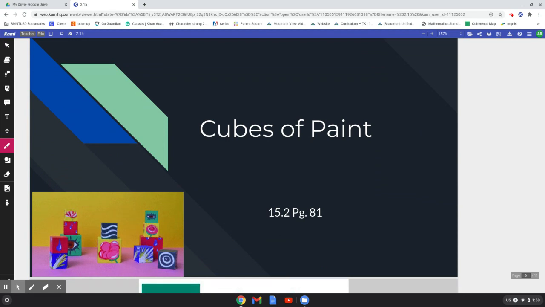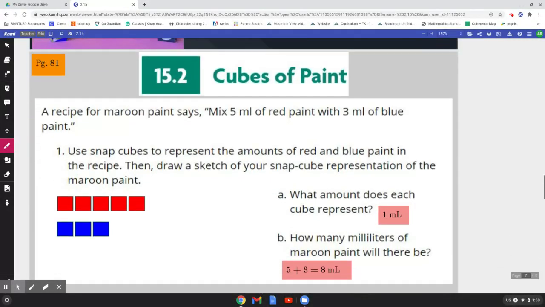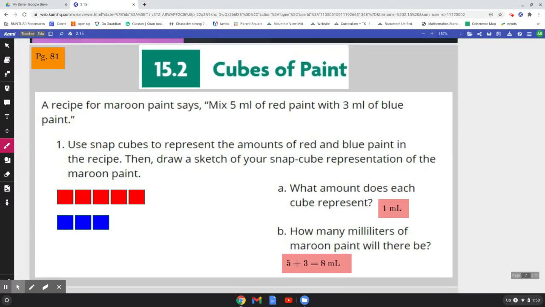So you're in your book on page 81. So now we're talking about cubes of paint. So a recipe for maroon paint says, mix 5 milliliters of red with 3 milliliters of blue. And we're talking about paint, right? So it says use snap cubes to represent the amount of red and blue paint in the recipe. You don't have snap cubes at home, but you can draw it the same way that I did right here. So in your book on number 1, you're going to draw 5 red boxes and 3 blue boxes. And you'll write it just like I did, or draw it, sorry.